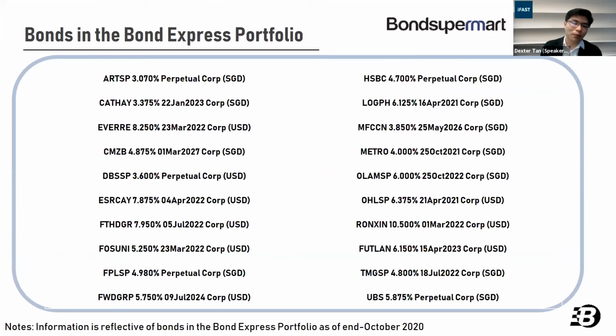So these are the bonds in the Bond Express portfolio. There are right now 20 of them, as of end of October. I'll go through the names individually, and I'll spend a couple of minutes on this slide.